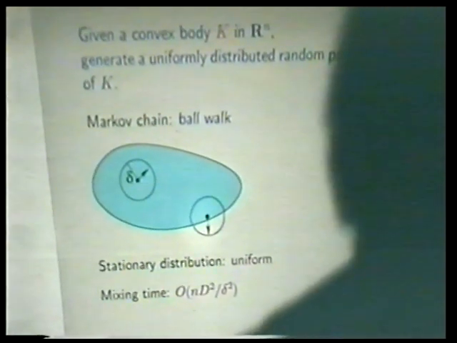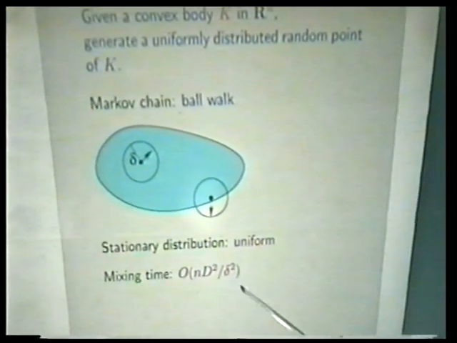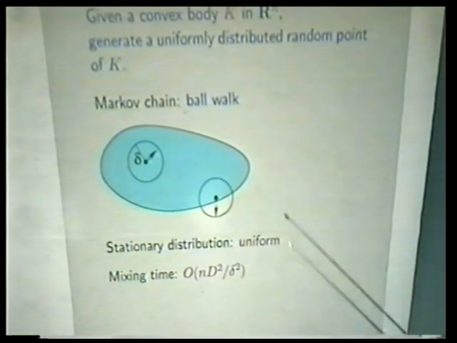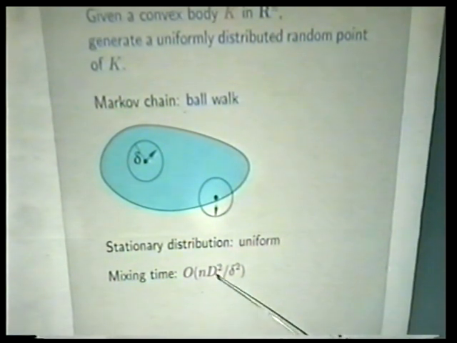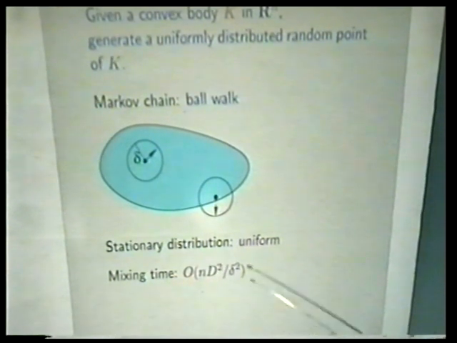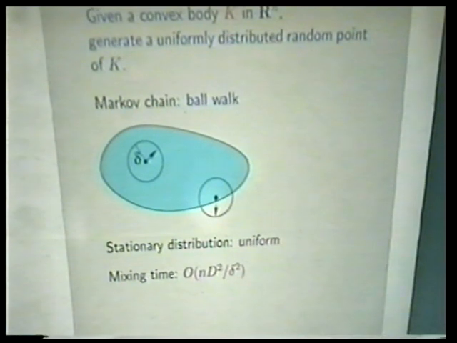It's not difficult to see that the stationary distribution is uniform, and the mixing time of this walk can be shown to be of the order n times d squared over delta squared. D is the diameter of the convex body, and delta is the step length. Now, that's not an easy theorem to prove.